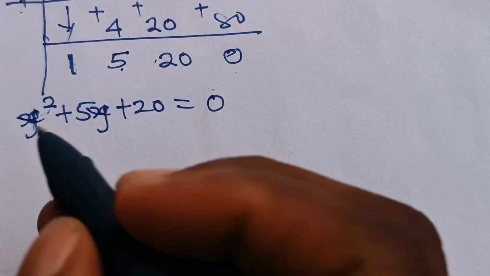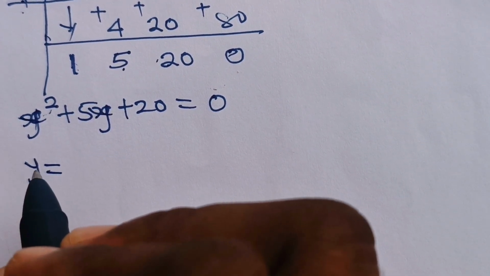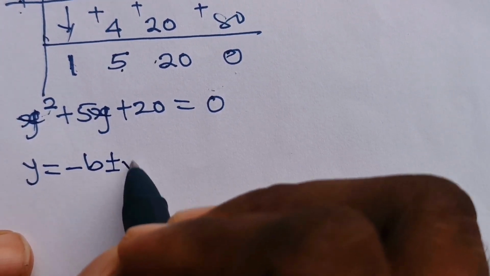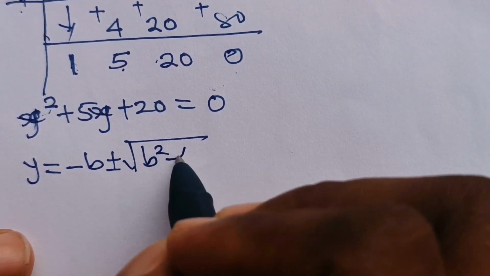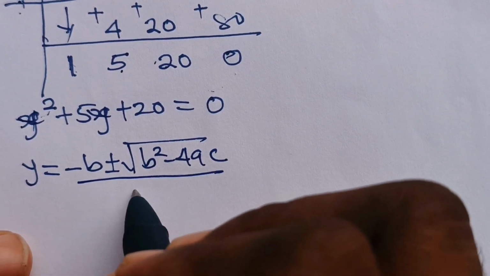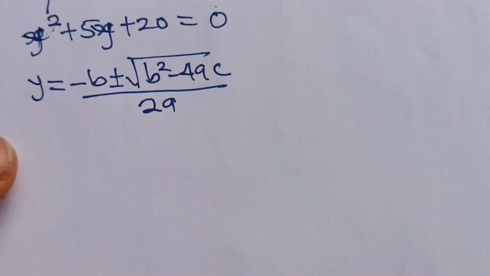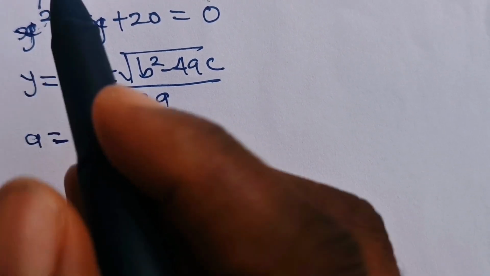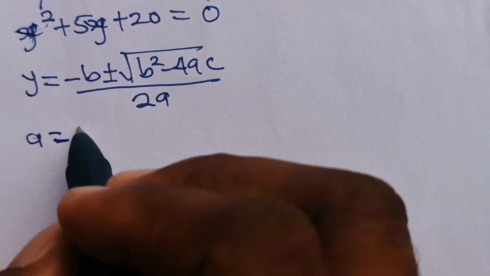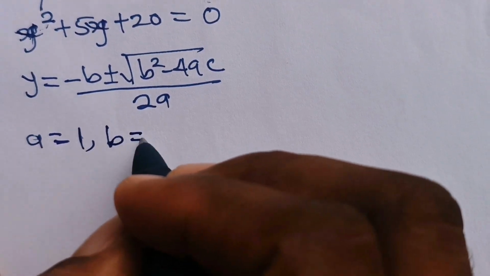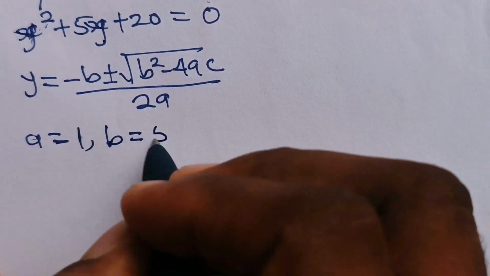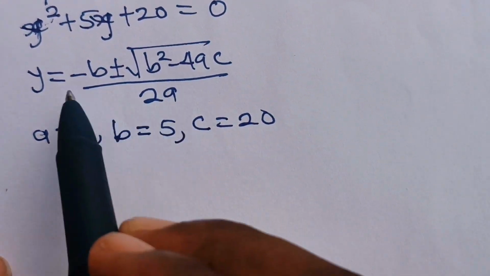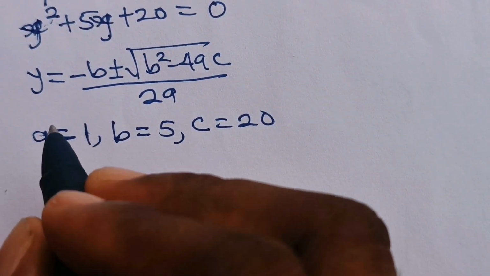Okay, so the quadratic equation formula states that y is equal to minus b plus or minus square root of b squared minus 4ac, everything divided by 2a, right? Now, our a is the coefficient of y squared, which is 1. Our b is the coefficient of y, which is 5. And our c is our constant, which is 20. Then we are going to substitute into the formula.